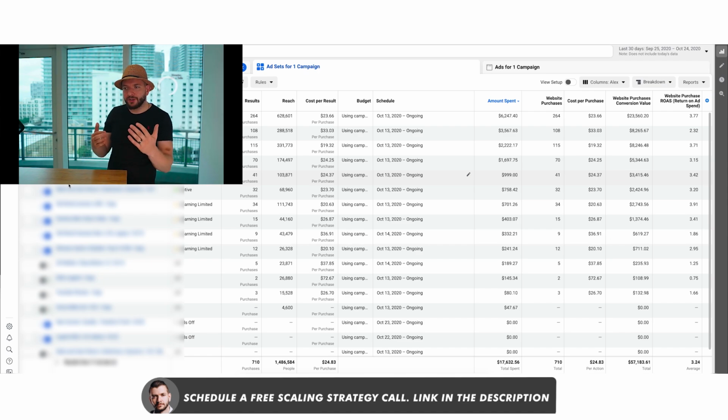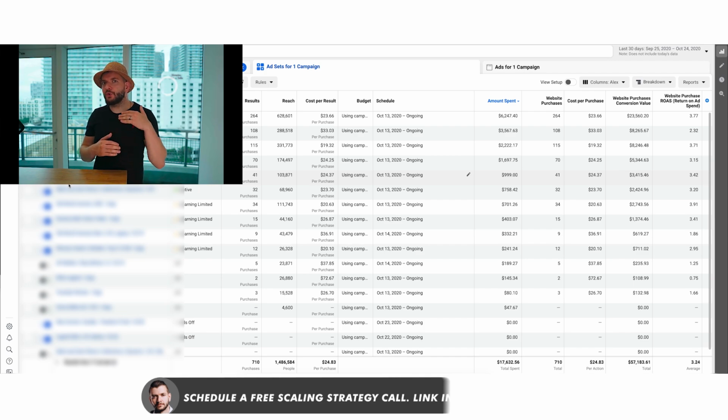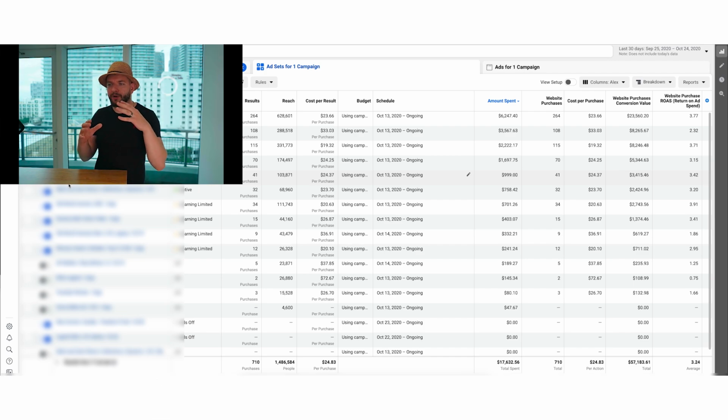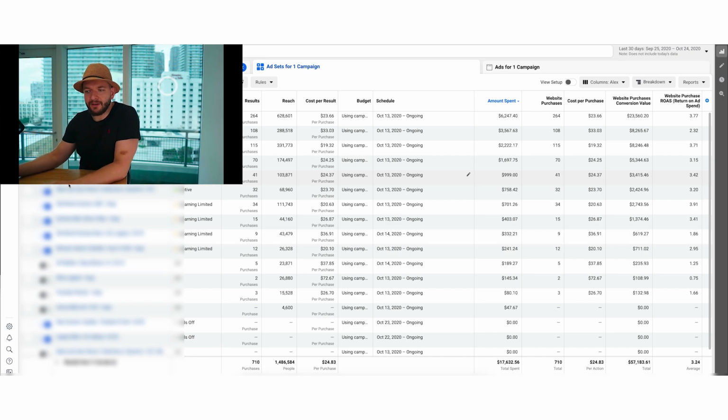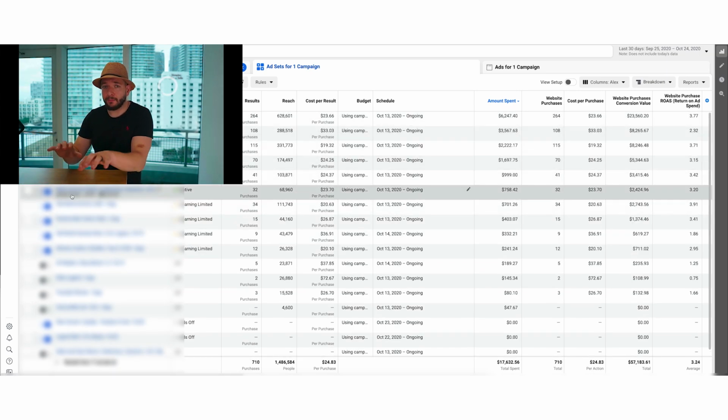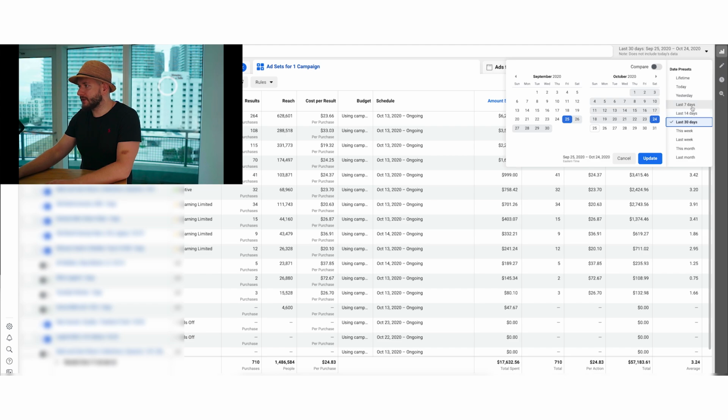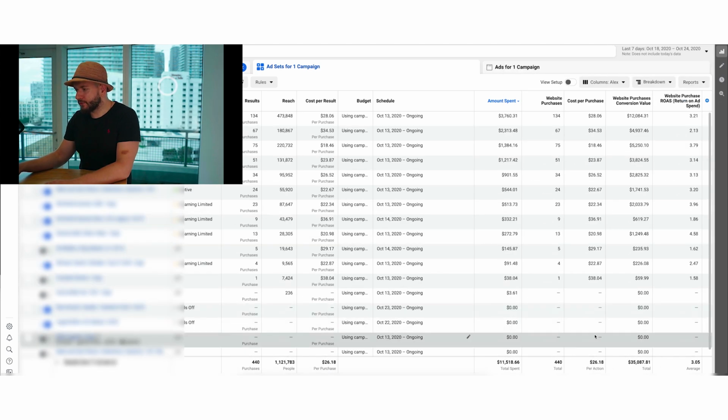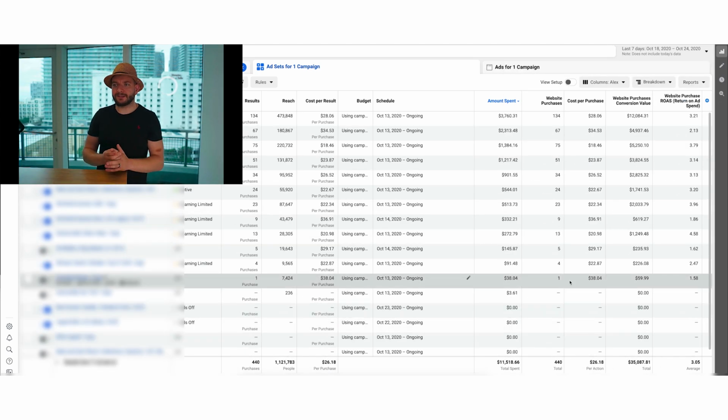We launched the initial set of ad sets, but then we continuously added new ad sets to it. At this point, you can see it is 17 different ad sets in this one campaign. Obviously some of them spend more, some of them spend less, but if we take the last 7 days here, you can see it is very consistent.